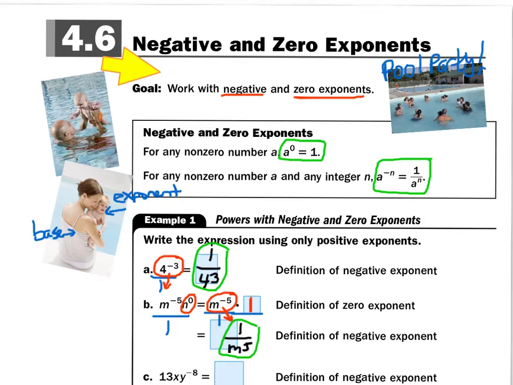Okay, look at example 1. Write the expression using only positive exponents. So look at A. It's 4 to the negative 3 power. Now here's what's going on. 4 is the parent. It could be the mom or the dad. And the negative 3 is the crying baby. And the reason the baby is crying is because it wants to get in the swimming pool with everybody else.